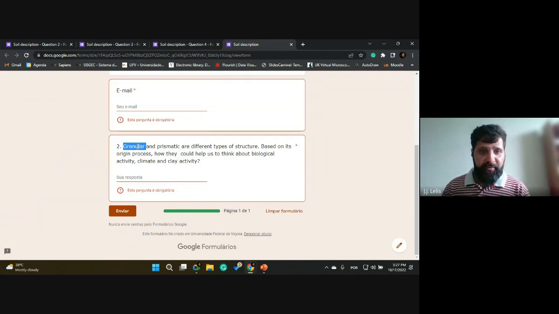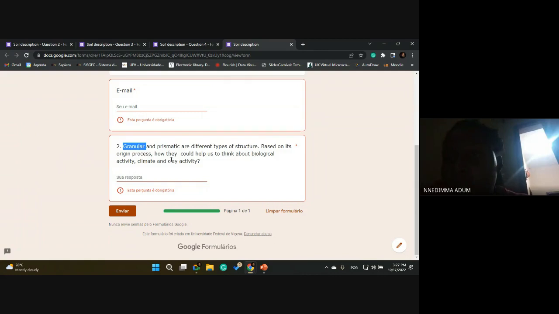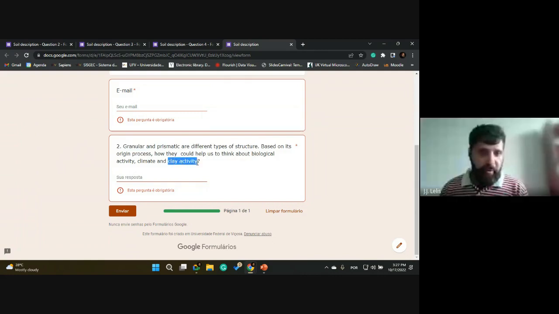As I said, the granular structure is commonly found with minerals of low activity, with kaolinite and iron oxides like goethite and hematite. And generally, the granular structure is commonly found in areas with a wet climate. So on savannas and Brazilian rainforest and several rainforests, we can also find this kind of structure.